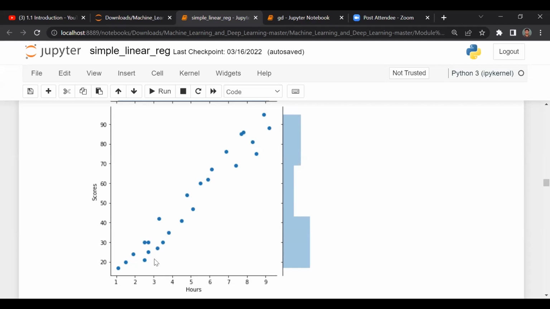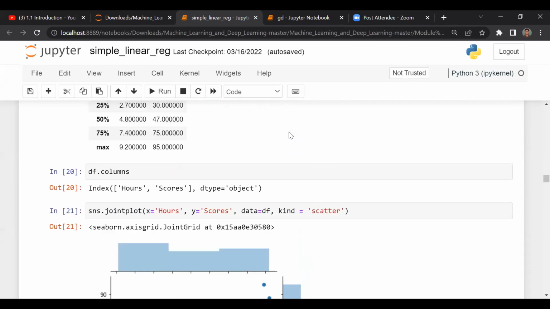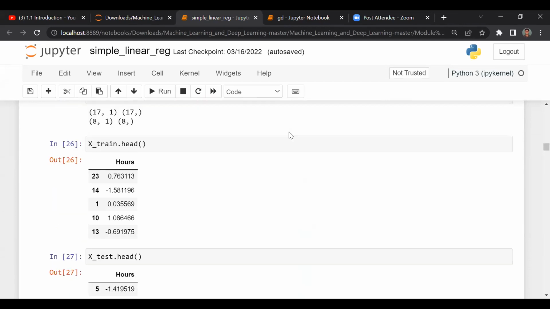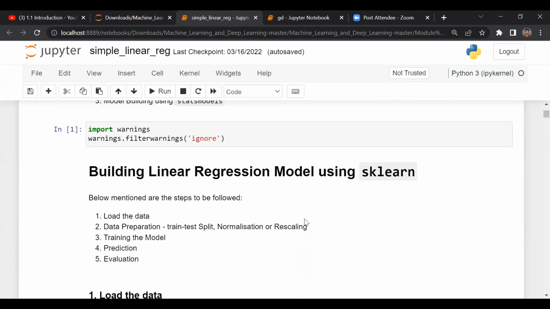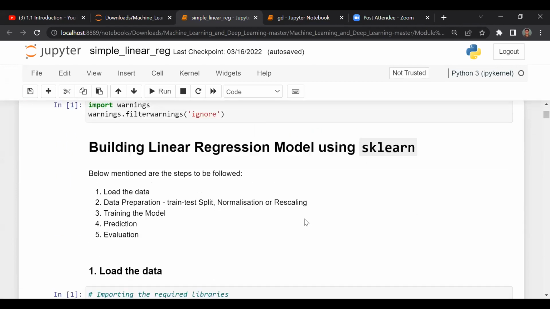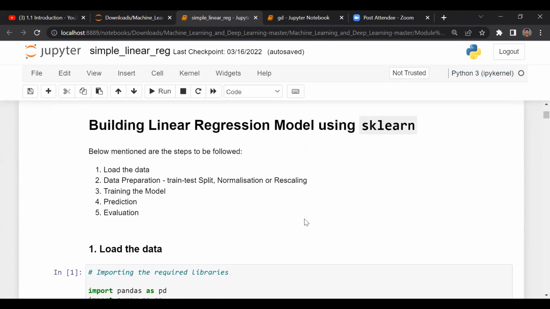So here also I'd like to fit a line. I'd like to fit a line through this data set. That's what linear regression would do. Again, as in yesterday's session, there are some steps to build any model.